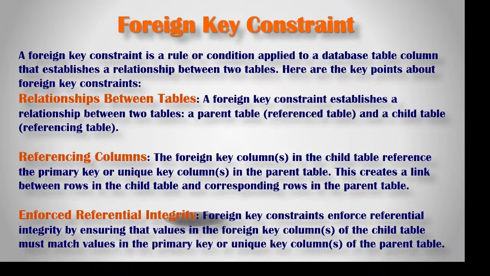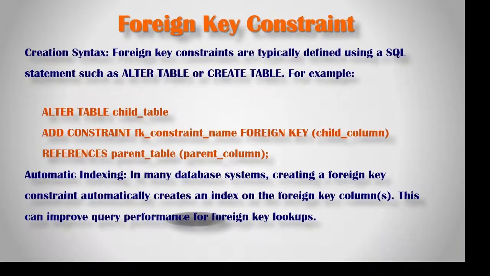Creation syntax. Foreign key constraints are typically defined using a SQL statement, ALTER TABLE or CREATE TABLE. For example: ALTER TABLE child_table ADD CONSTRAINT fk_constraint_name FOREIGN KEY (child_column) REFERENCES parent_table (parent_column). Automatic indexing. In many systems, creating a foreign key constraint automatically creates an index on the foreign key column. This can improve query performance for foreign key lookups.